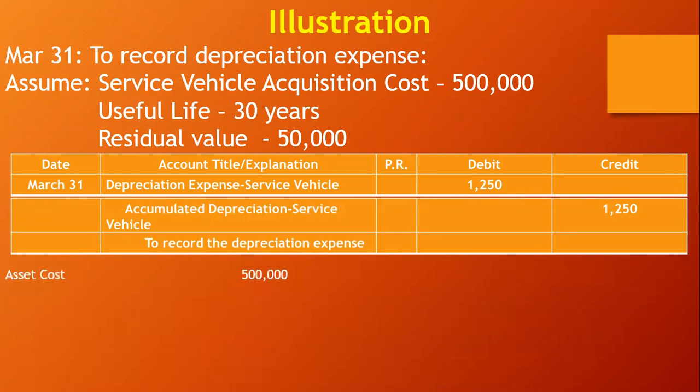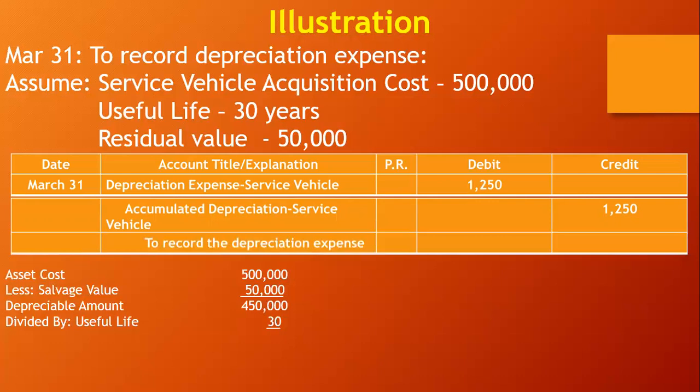So, paano na-compute yung 1,250? So, acquisition cost given naman 500,000, less natin yung salvage value or residual value na 50,000. Ang depreciable amount is 450,000. And then divided by the useful life of that asset. So, 30 years daw na magagamit. So, depreciation for the period, this is for 1 year, no? For 1 year depreciation expense is 15,000.